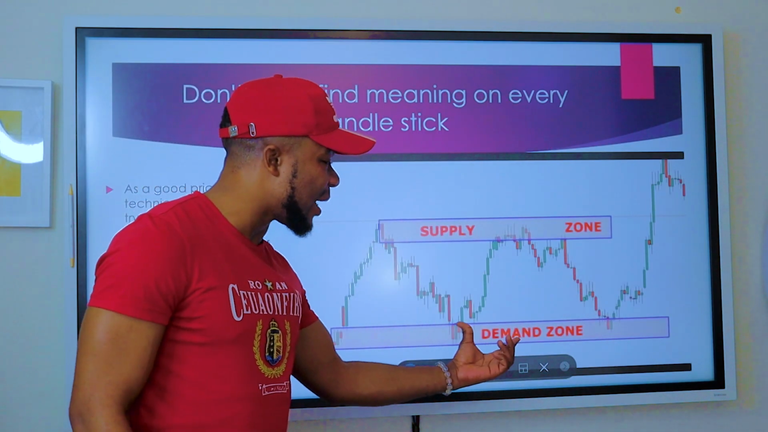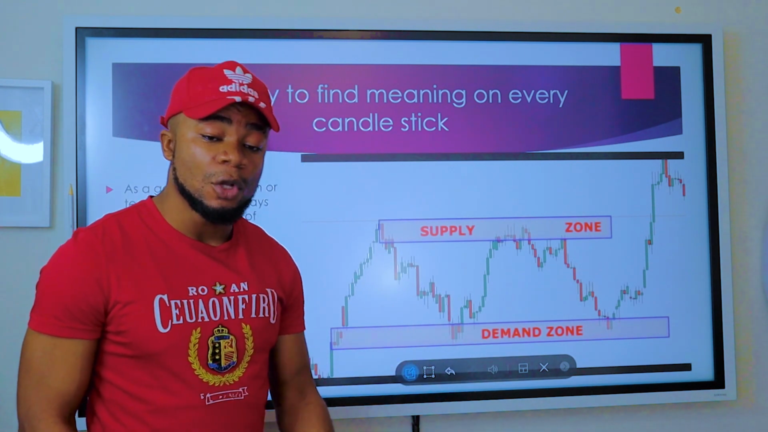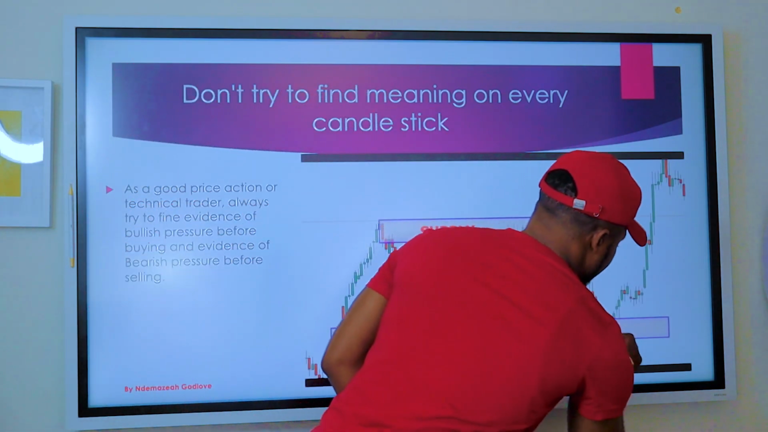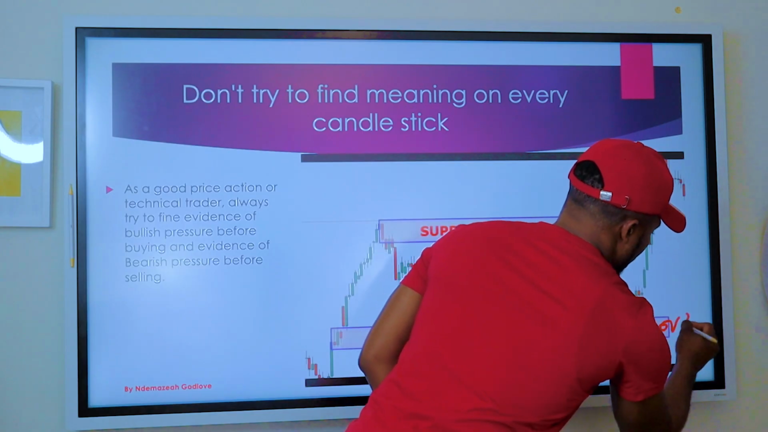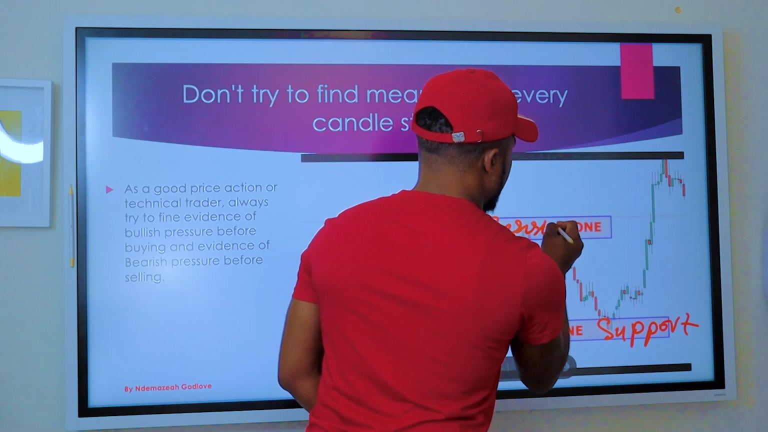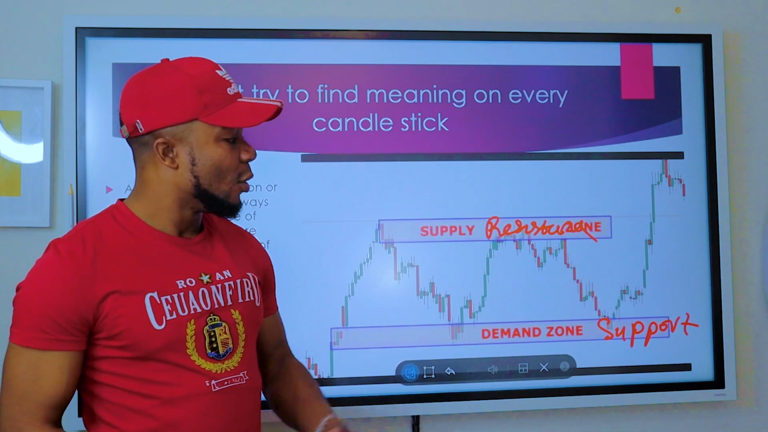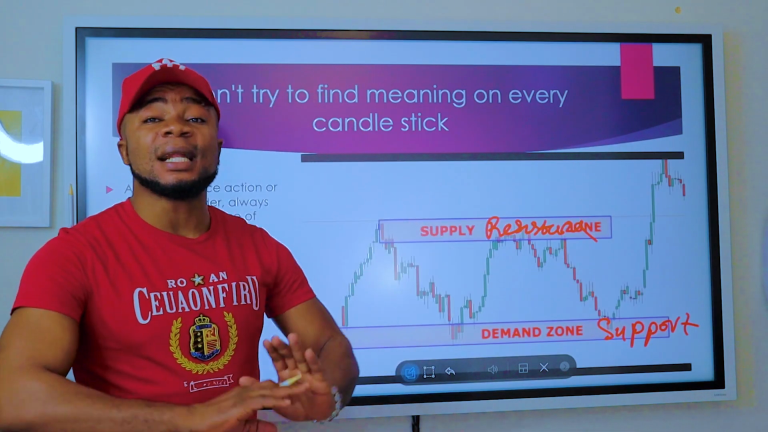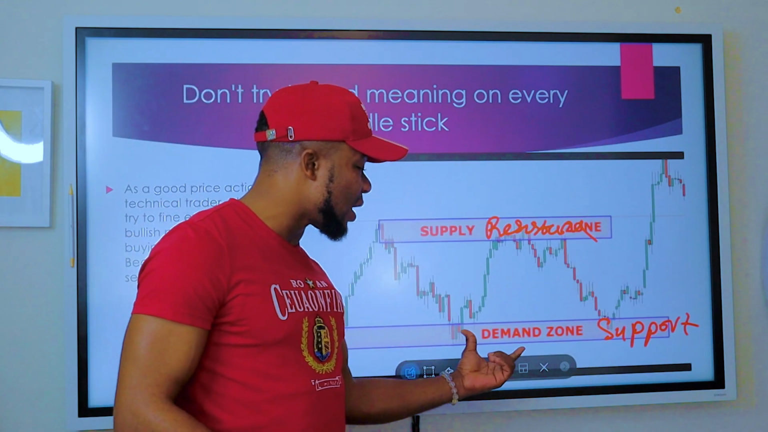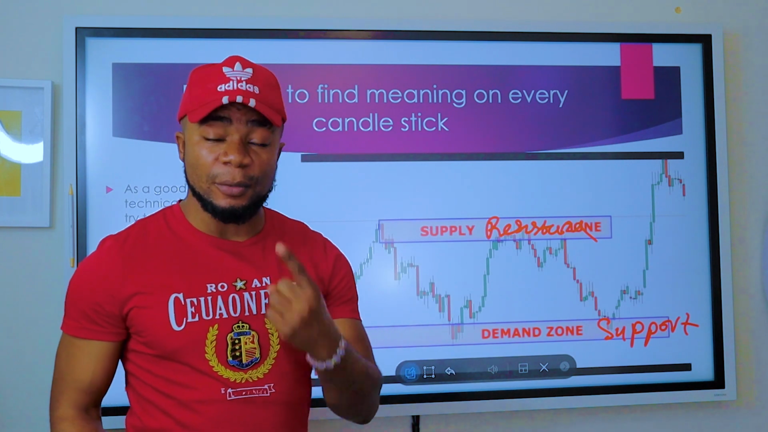For example, here I have my demand zone. That is why I said the first thing you need is to be able to draw your support and resistance levels, or your demand and supply levels. Once you have your support, this is the same as the support, and this is the same as the resistance. So the most important thing is to first of all draw your support and resistance levels. When you draw them, that is when candlesticks will have a meaning, because a candlestick pattern that occurs in any of those zones will be able to have a meaning.